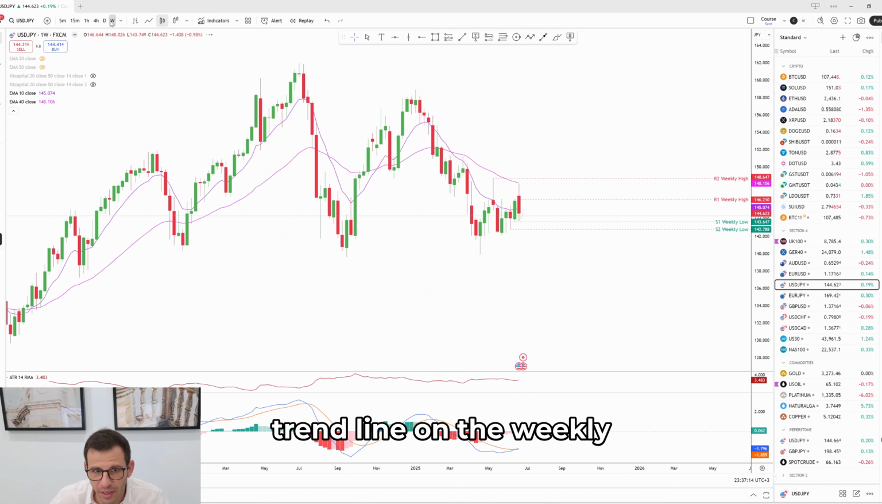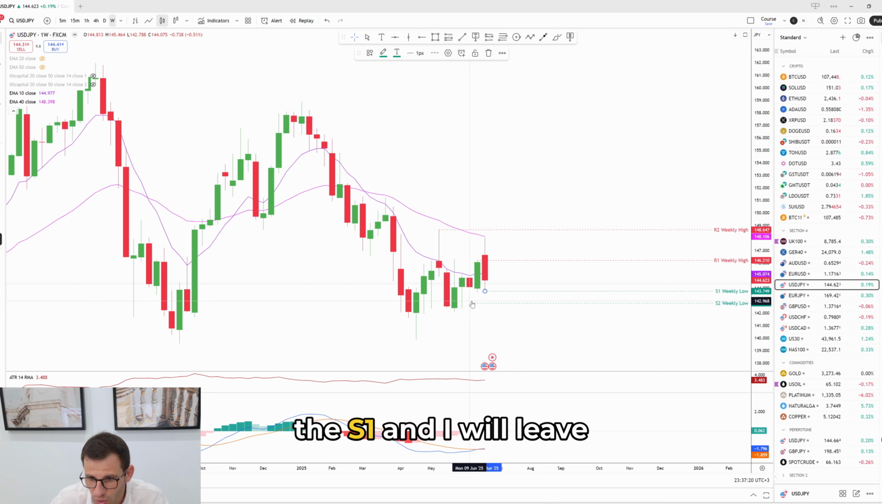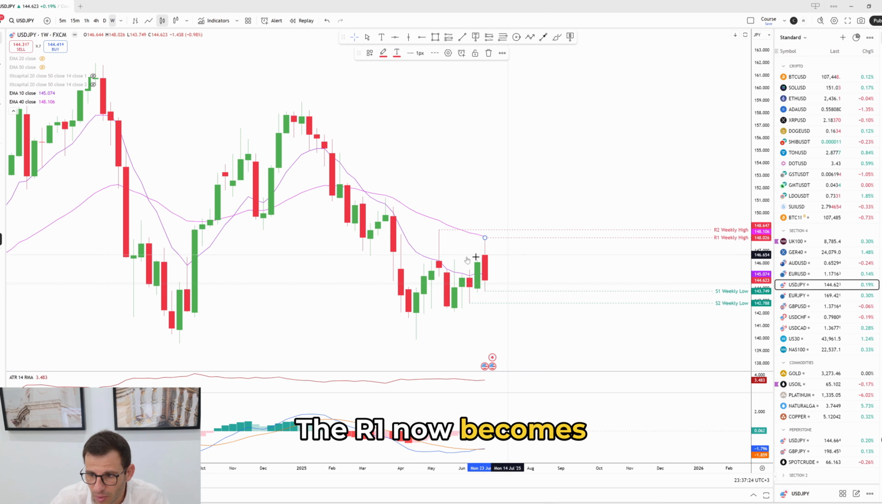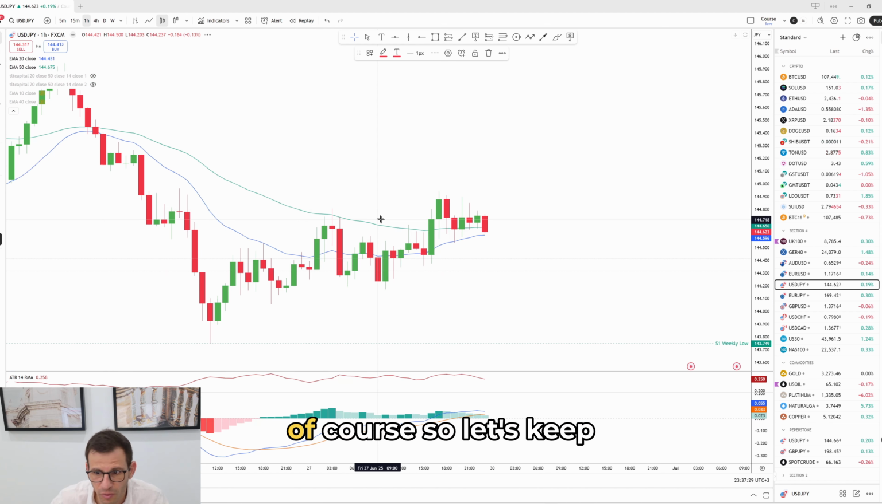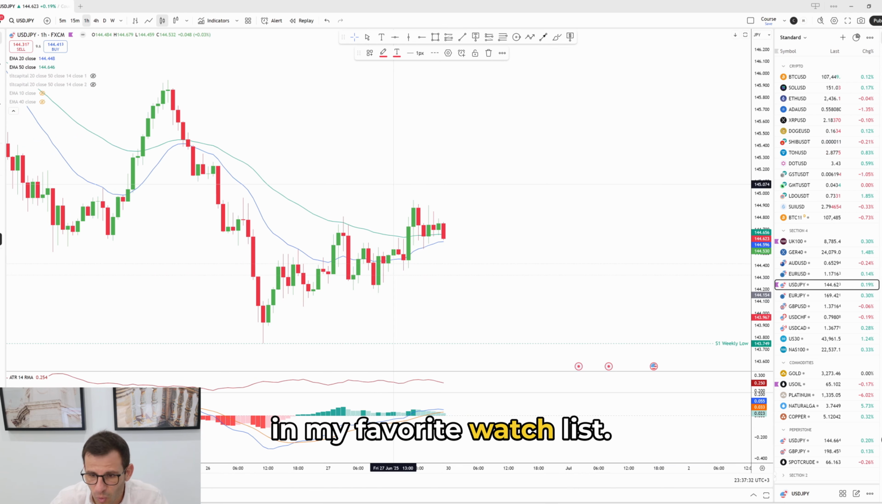On the weekly, just to spot our levels, the previous week's low becomes, of course, the S1, and I will leave the S2 as it is. The R1 now becomes the previous week's high. The R2 remains as it is, of course. So let's keep an eye on that one. I want to mark it in my favorite watch list.